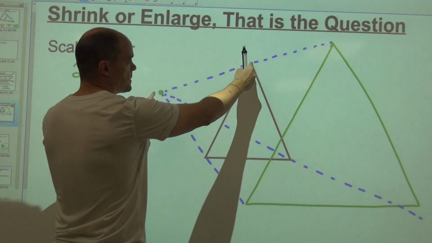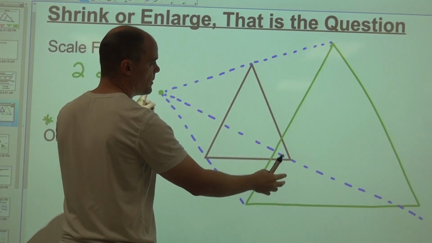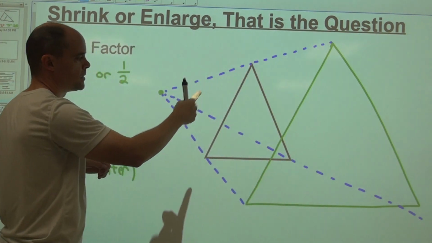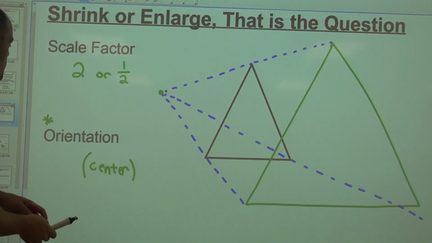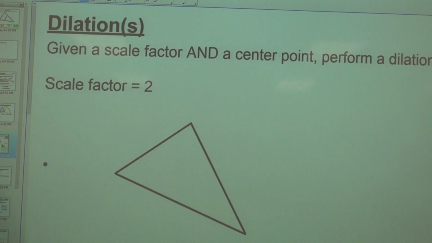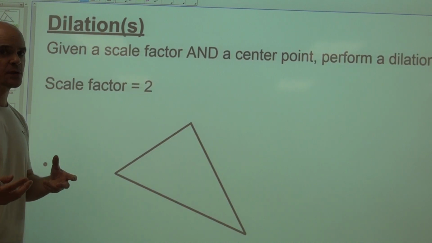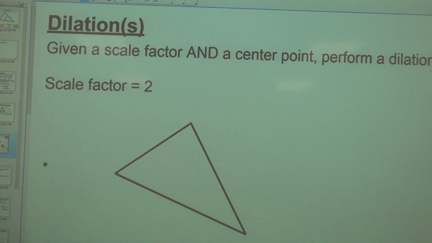If these distances have been doubled, then this will automatically be twice the size. So this is how you perform a by-hand dilation. Now, if I were there, I'd have you guys actually bring out a ruler and do this, but I don't think it's necessary in this case. I just want you guys to get the concept.